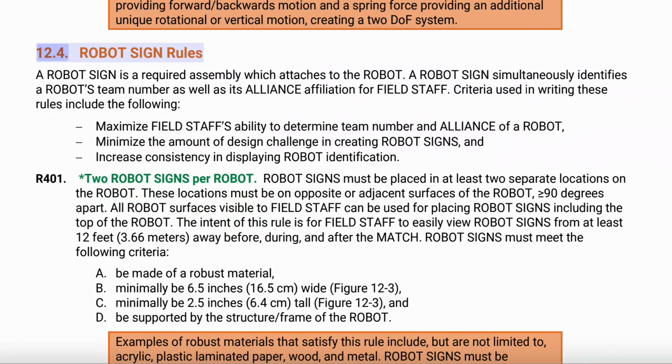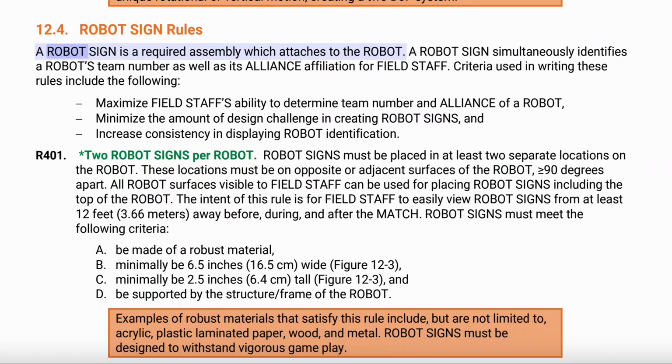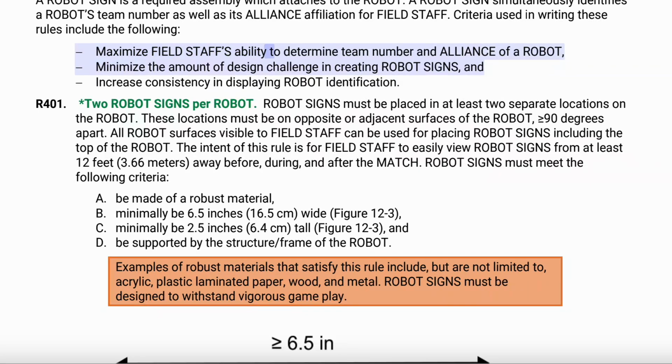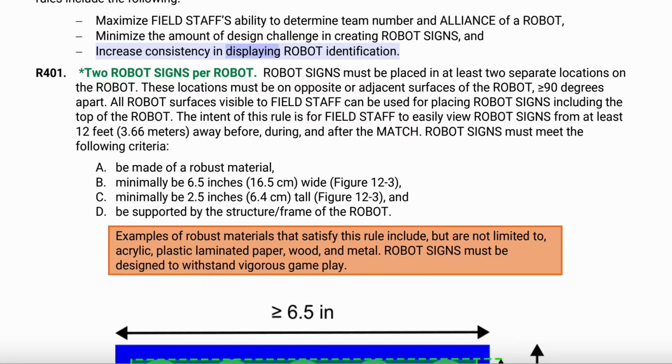12.4. Robot sign rules. A robot sign is a required assembly which attaches to the robot. A robot sign simultaneously identifies a robot's team number as well as its alliance affiliation for field staff. Criteria used in writing these rules include the following: maximize field staff's ability to determine team number and alliance of a robot, minimize the amount of design challenge in creating robot signs, and increase consistency in displaying robot identification.